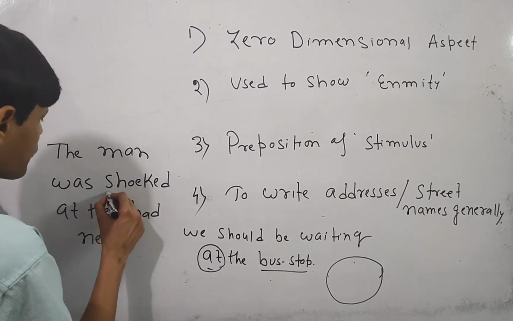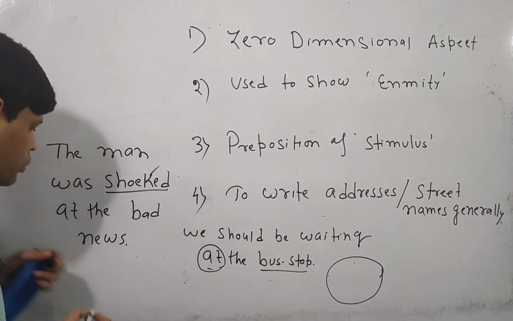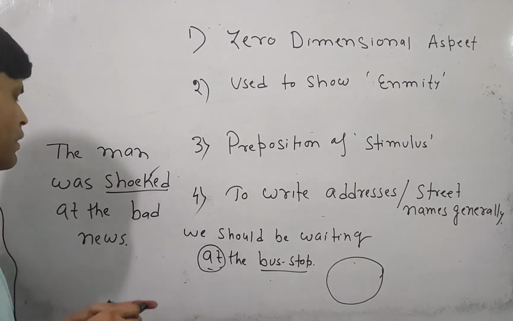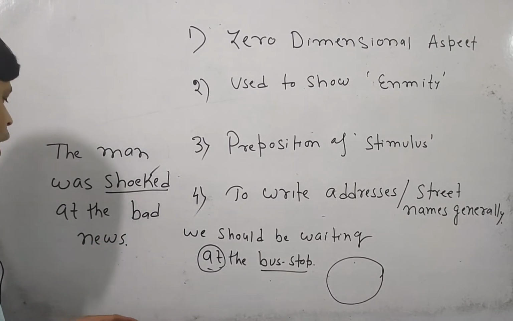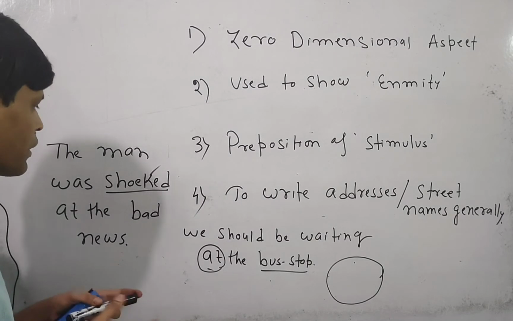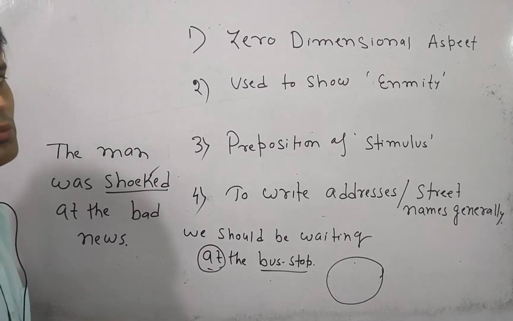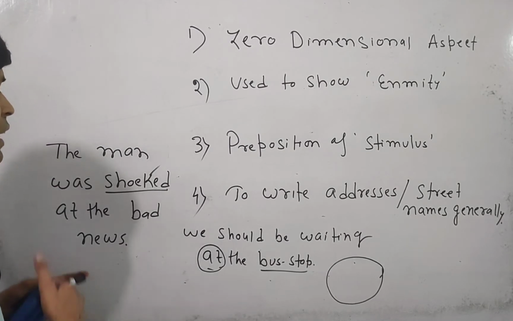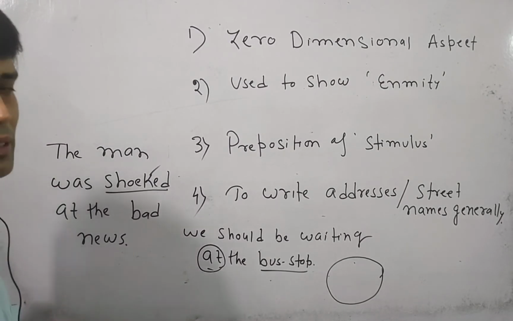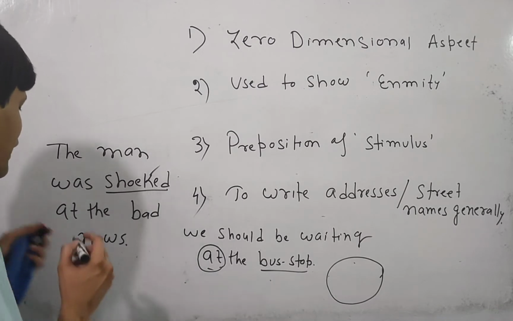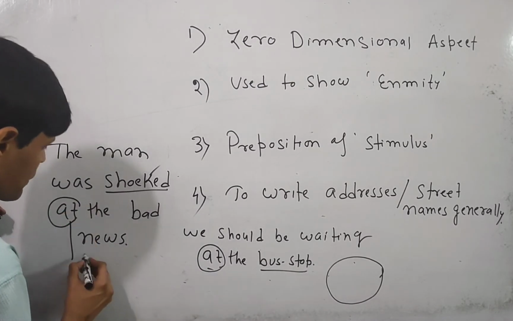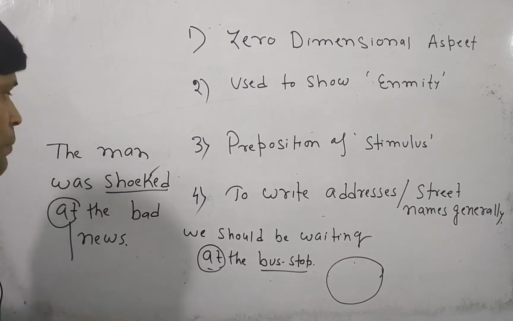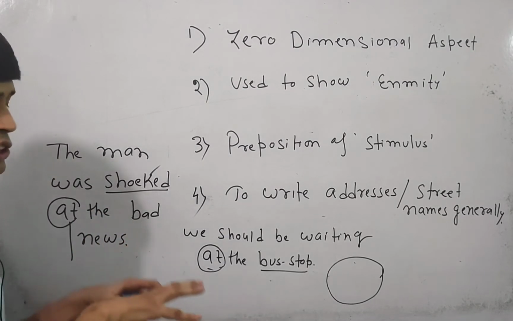So here we are going to use the word shocked. That means the man was shocked at the bad news. Here is one kind of excitement, although it is all about negative excitement, but still excitement is there. So here at is used as stimulus, preposition of stimulus. That means the news has shocked the man.